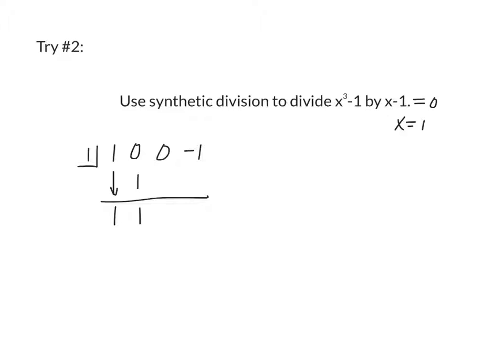1 times 1 is 1. 0 plus 1 is 1. 1 times 1 is 1. Negative 1 plus 1 is 0. If our highest power was cubed, now this first one represents squares. This is x squared plus x plus 1, and we don't have a remainder, so that is our answer.